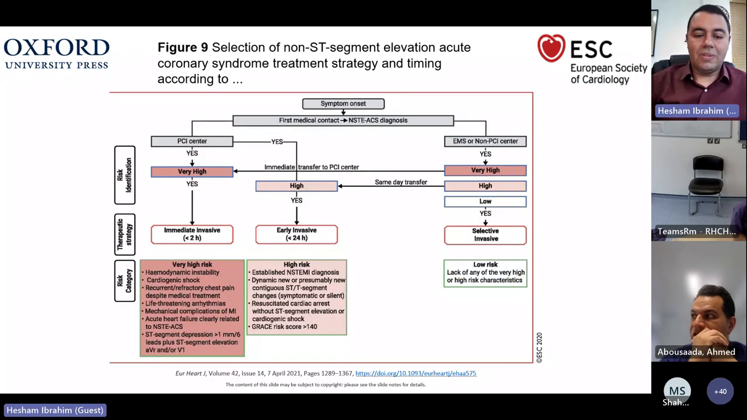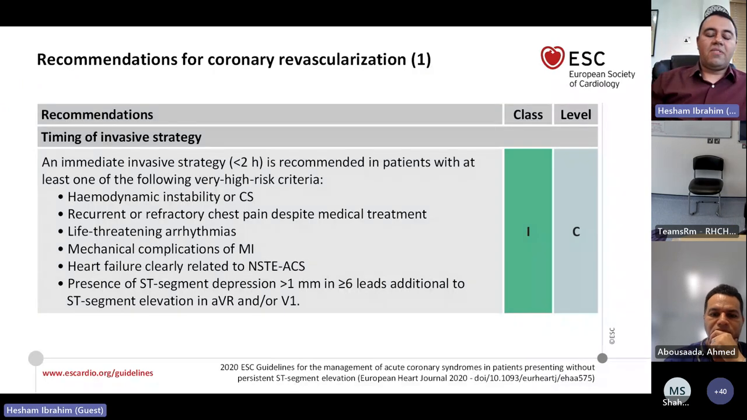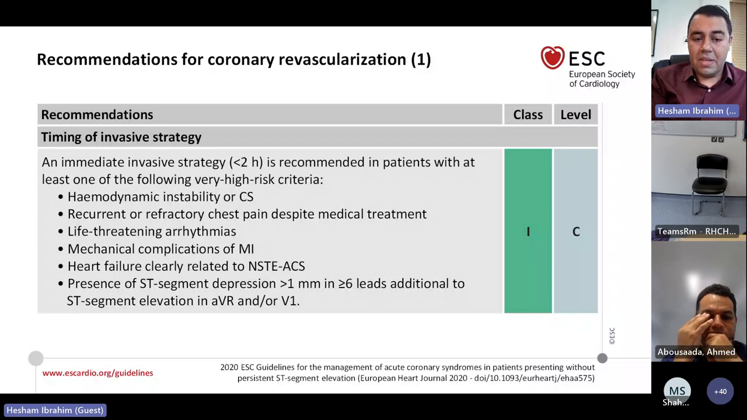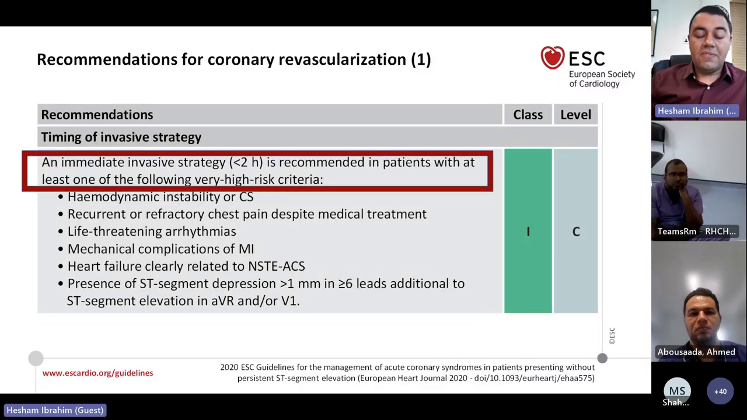And here are the tools. So this is what we're going to talk about. What is very high risk? What is high risk? Here are the very high risk ones. Regarding the timing of invasive therapy, the immediate invasive strategy in less than 2 hours is recommended in patients with one of the following. You want at least one of these, not all of them.